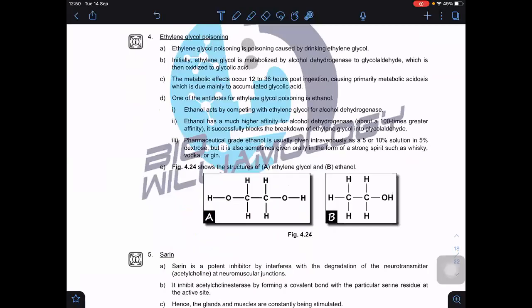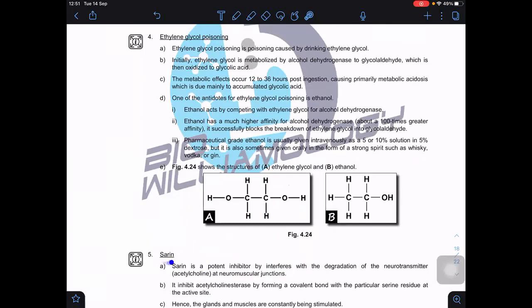So we have 2 examples here. One is the ethylene glycol poisoning. Another one is the serine. Ethylene glycol poisoning is one example of how an inhibitor binds. Ethylene glycol is an inhibitor that binds to the enzyme briefly, and luckily they bind briefly, so we can actually increase the substrate concentration to overcome the inhibition.